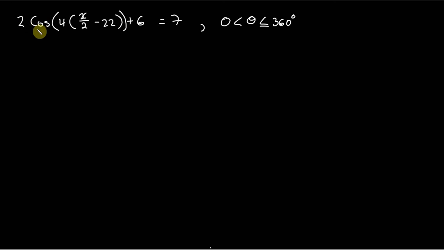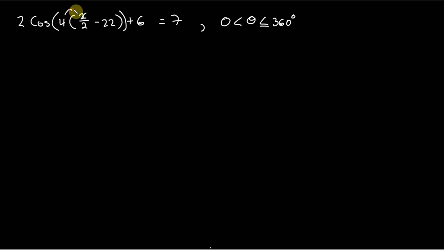So in this case, we're given 2 cos of 4 times (x over 2 minus 22). All of that's closed off in brackets, so plus 6. And then all of this on the left-hand side is set to equal 7, okay? So how do we go about this? Well, the first thing we can do is start cleaning up the left-hand side. How do we do that?